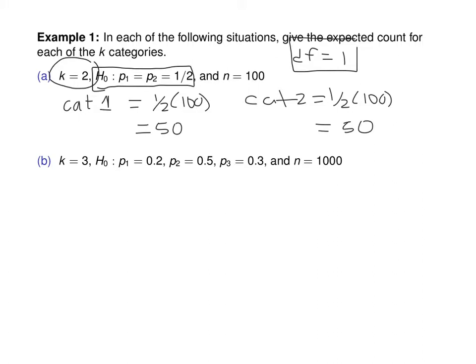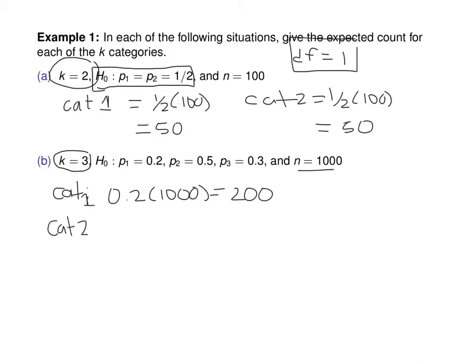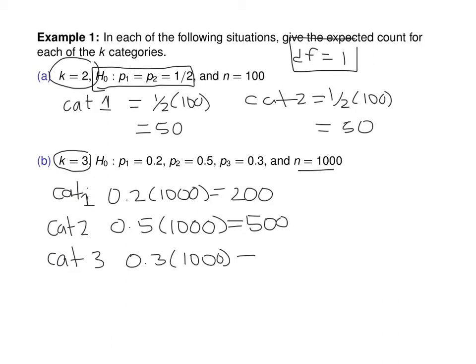All right, in the next case, we have k equals 3, so 3 categories. Category 1's probability is 0.2. So in a sample of 1,000, we would expect to see 0.2 times 1,000 people with that trait, whatever it is, and that is 200. In category 2, probability is 0.5, so that's 0.5 times 1,000, which is 500. In category 3, probability 0.3 times 1,000 gives us 300. And in this case, the degrees of freedom is equal to 2.